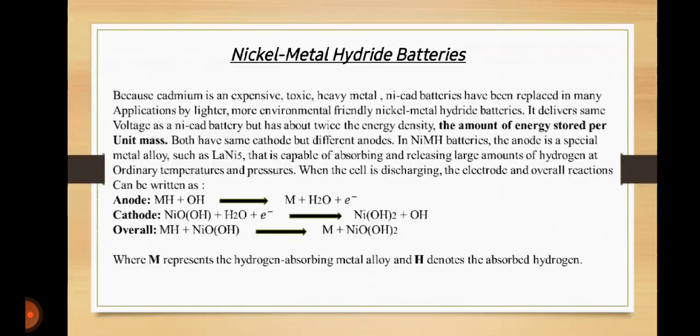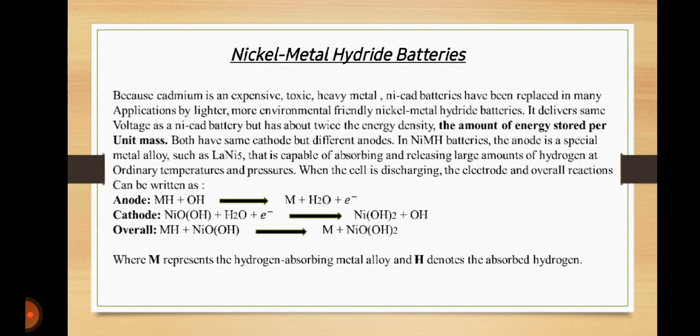Now, nickel metal hydride batteries. Because cadmium is an expensive, toxic heavy metal, nickel cadmium batteries have been replaced in many applications by lighter, more environmentally friendly nickel metal hydride batteries. It delivers the same voltage as a nickel cadmium battery but has about twice the energy density. Energy density is defined as the amount of energy stored per unit mass. Both have the same cathode but different anodes.